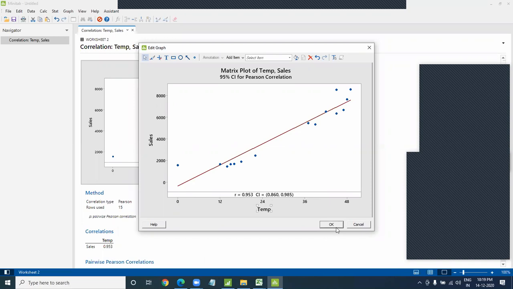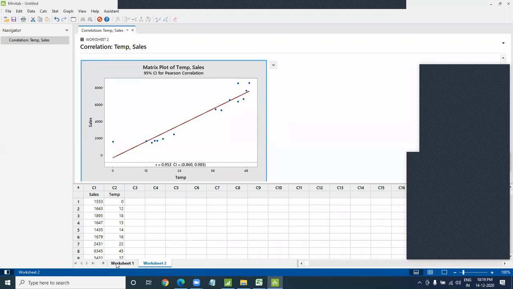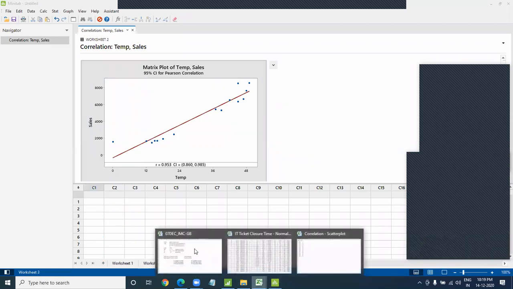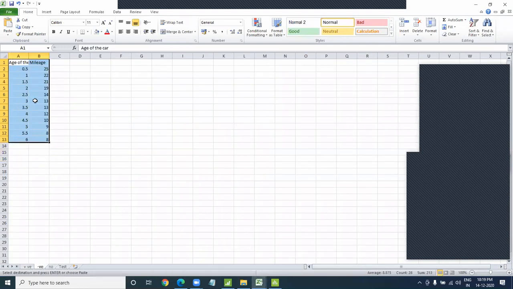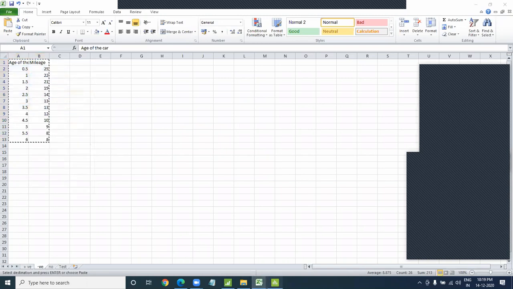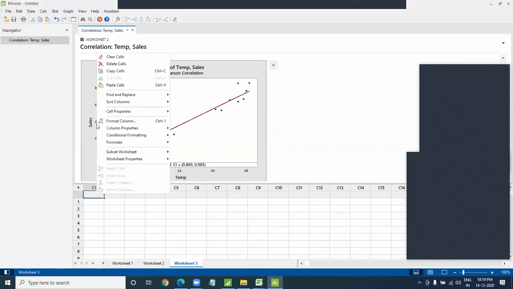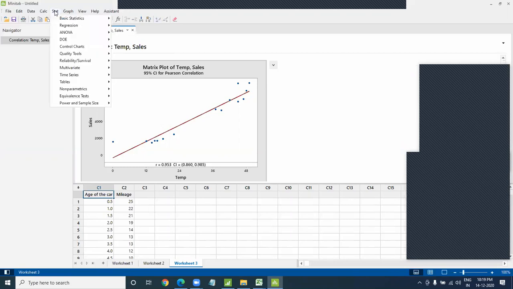Let's check the other data. Okay, let's get the other data. What kind of different relationships can we see here? That was positive. Let's have a look at the age of the car and the mileage of the car. This is for those industries dealing with second-hand car companies, who sell these cars. I would like to understand how the age of the car will impact the mileage of the car. Let's do a correlation test.